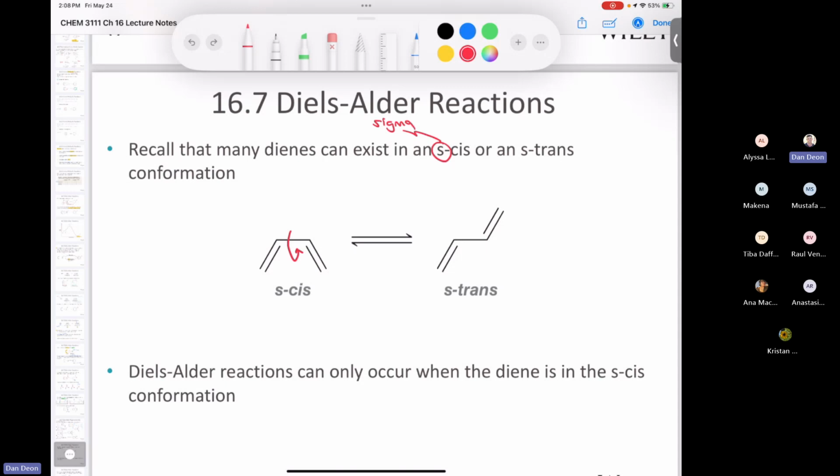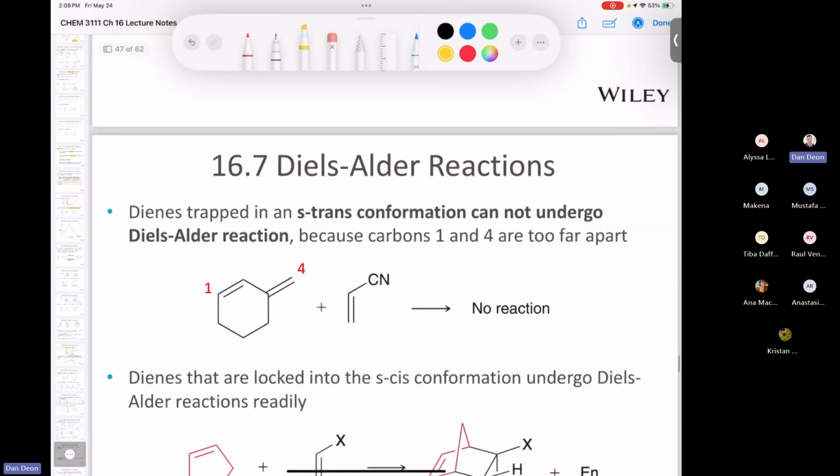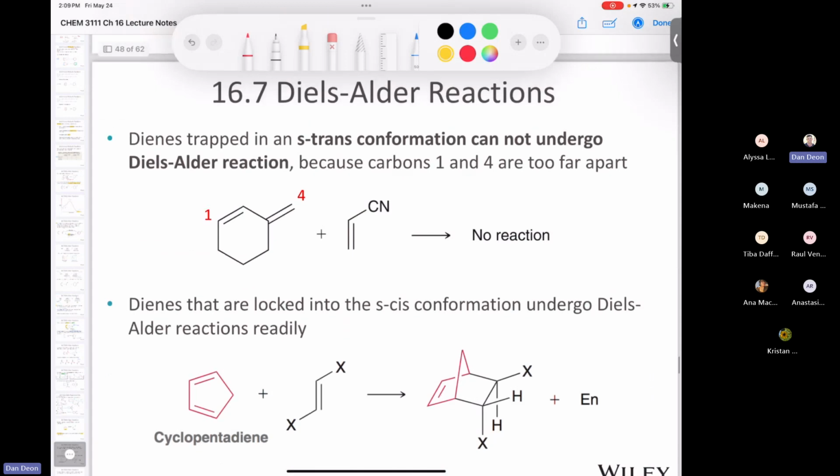But the idea is that you only get a Diels-Alder reaction when the diene is in S-cis conformation, okay? The Diels-Alder is never going to occur when it's in the S-trans conformation. So if you take a look at this diene right here, you might think, well, that's a nice diene. Yes, it is. However, it's trapped in the S-trans conformation, right? You can see how, right?